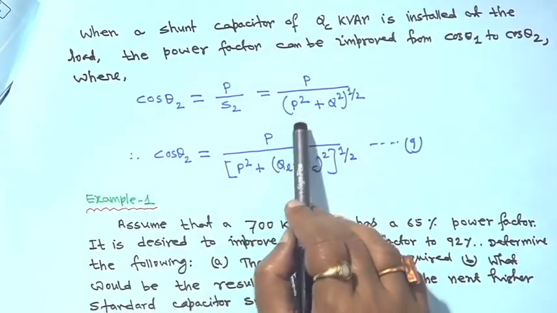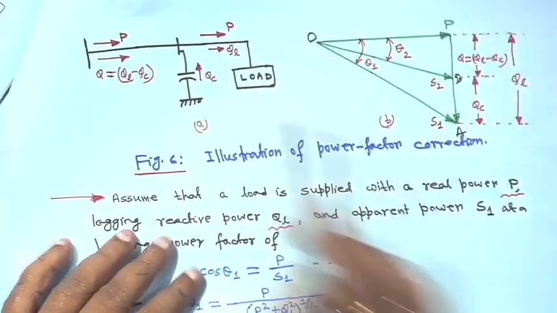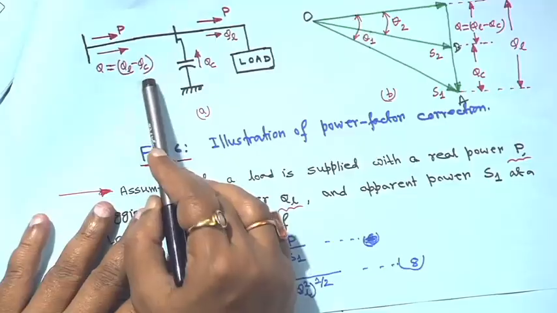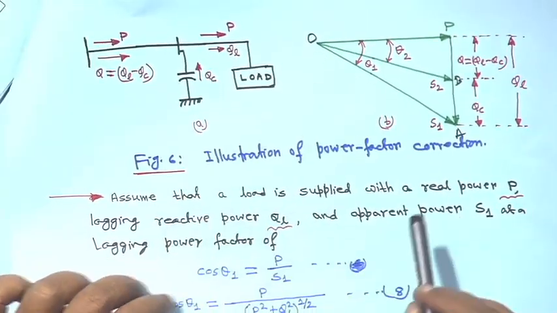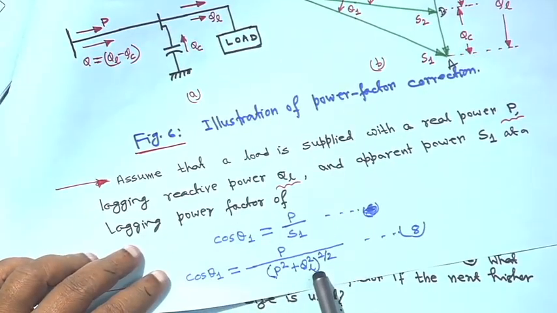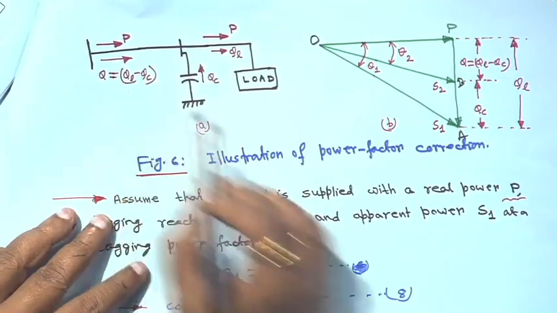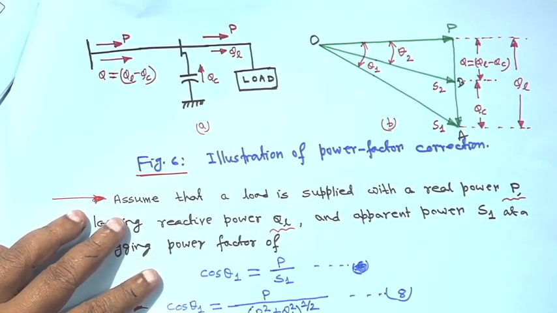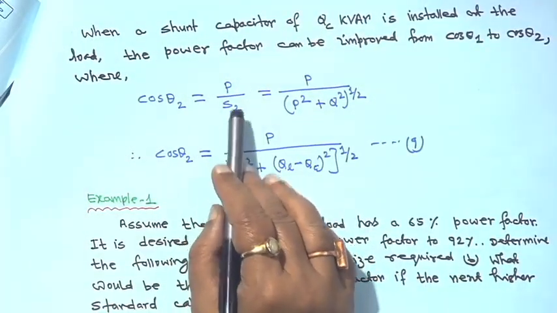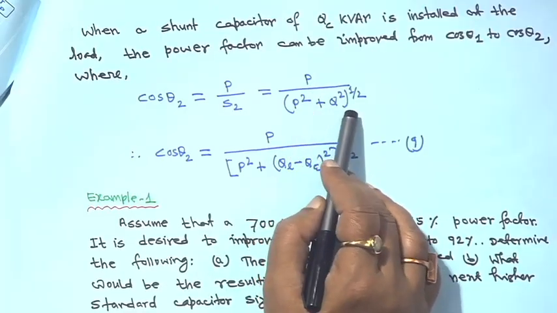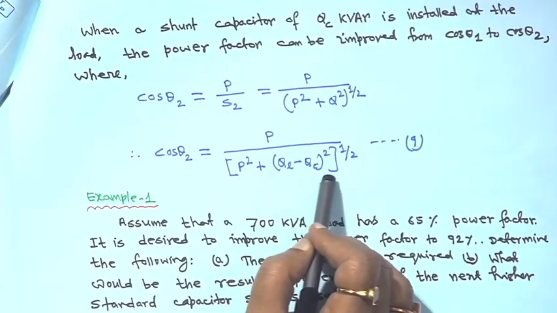So, basically it is P upon (P square plus Q square) to the power half, where Q is equal to QL minus QC, this much is being drawn from the source. Earlier Q was equal to QL, that is why we wrote P square plus QL square, because when QC was not there, it was 0 and Q was equal to QL. Not writing again and again, directly written (P square plus QL square) to the power half. Now, when it is there, cos theta will be P upon S2, that is P upon (P square plus (QL minus QC) square) to the half.